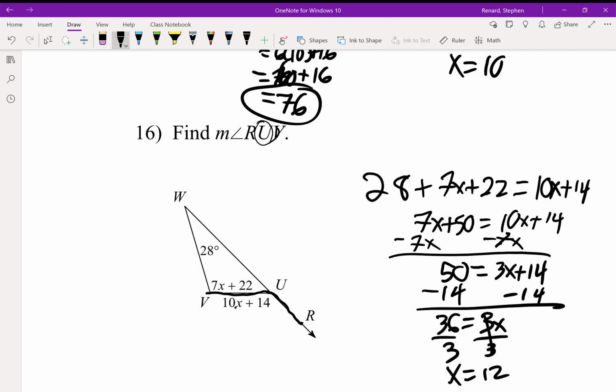We're looking for RUV. We're going to plug that 12 in right there. We're going to go 10 times 12 plus 14. 120 plus 14, or 134.